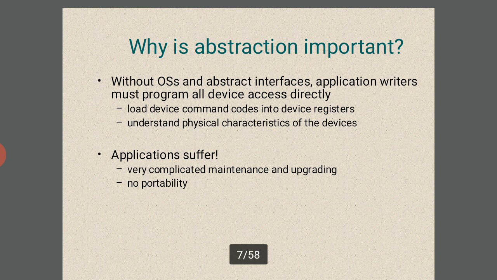Next, why is abstraction important? Without an operating system and abstract interfaces, application writers must program all device access directly, loading device command codes into device registers, and understand the physical characteristics of the devices. Applications suffer very complicated maintenance and upgrading, with no portability.